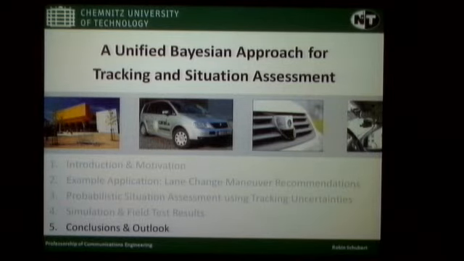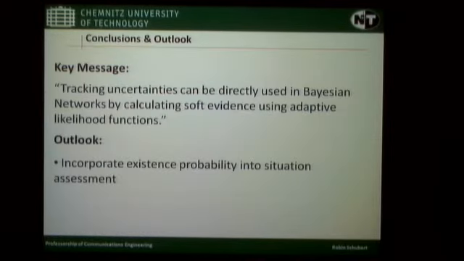Okay. Actually, I'm coming closer to the end of my presentation. What I wanted to tell you in those short minutes is that we can use tracking uncertainties directly in Bayesian networks in order to influence our situation assessment. And we can do that by using adaptive likelihood functions, which are directly influenced by the tracking variances.